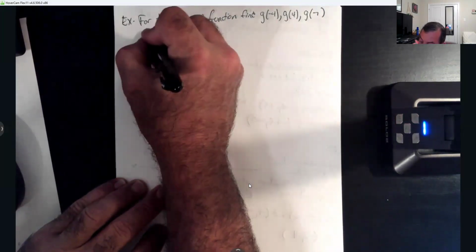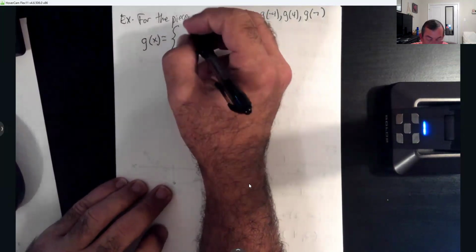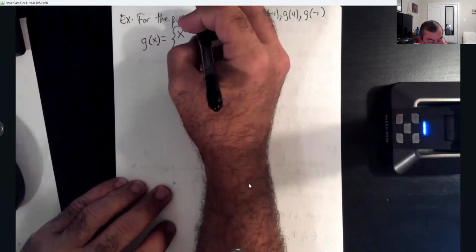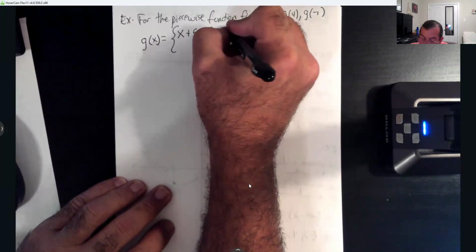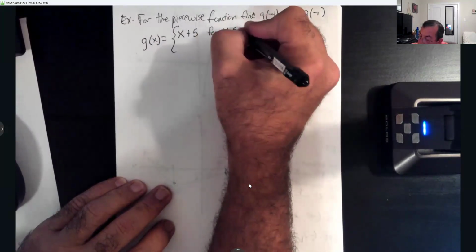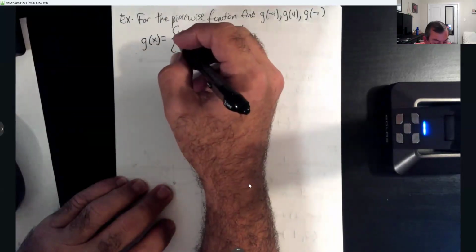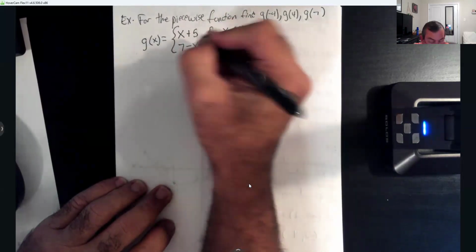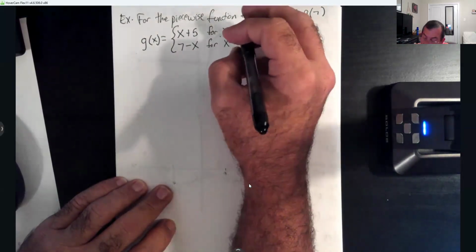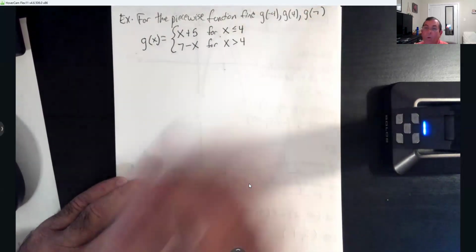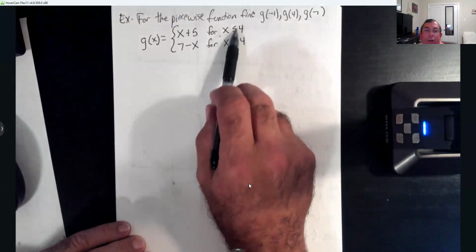Now here's our piecewise function. G of x equals, and y'all, I got 2 equations. X plus 5 for any x's less than or equal to 4. It equals 7 minus x for any x's greater than 4. So I got to find these 3 values, and here's my 2 domains.